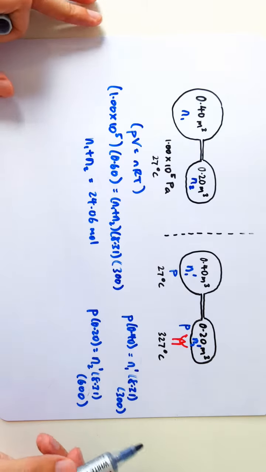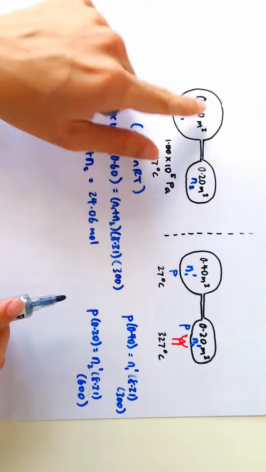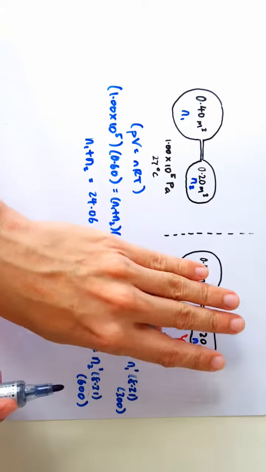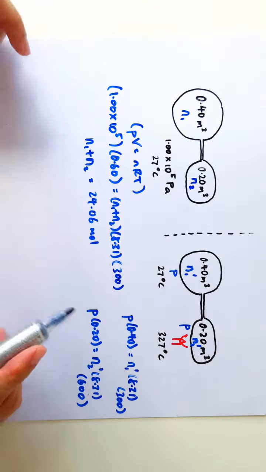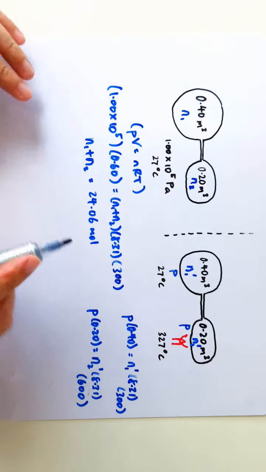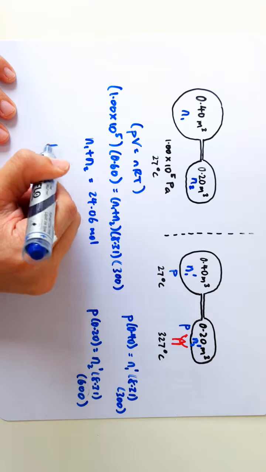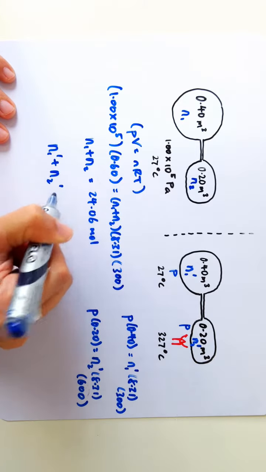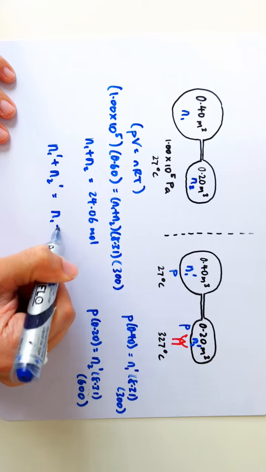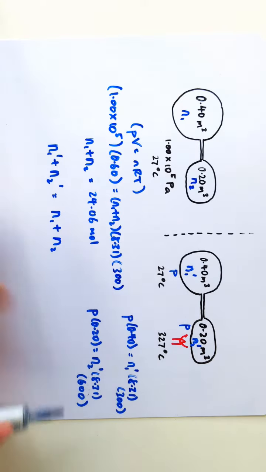Okay, what we know is the total amount of gas here and here ought to be the same because no gas leaks, right? It's still the same amount of gas that's trapped inside the two glass bulbs. So N1 prime plus N2 prime ought to equal N1 plus N2.